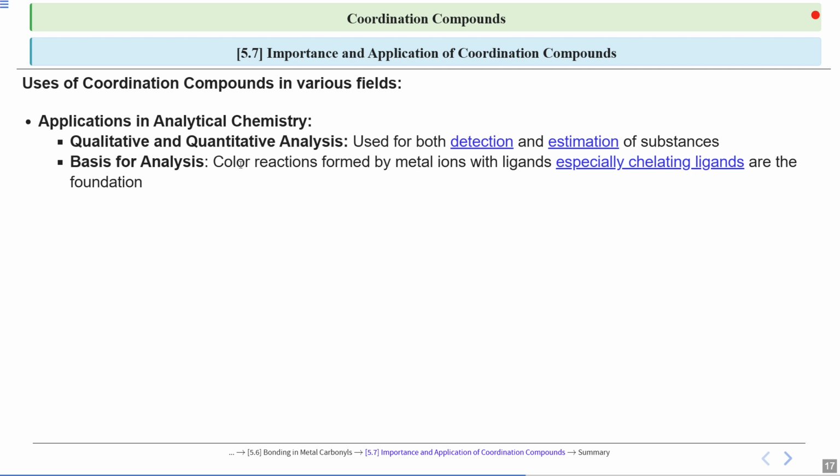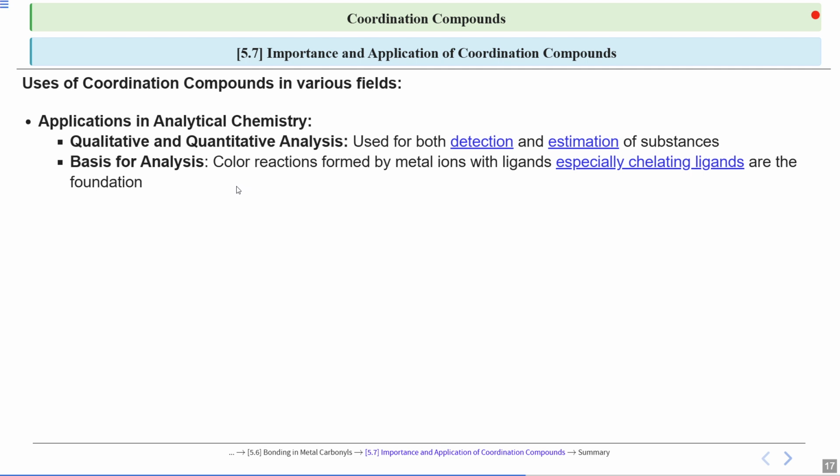Basis for analysis. So coordination compounds. The color reactions formed by the metal ions with the ligands, especially the chelating ligands, are the foundation for this analysis in analytical chemistry. Okay, because color is denoting so many things.